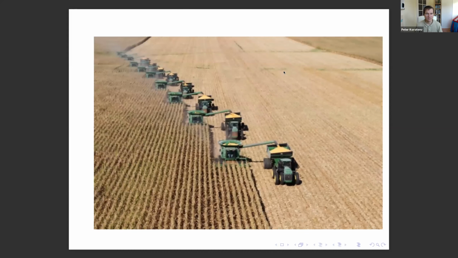Here's another picture of that. When the harvest is being collected, these trucks follow this line.